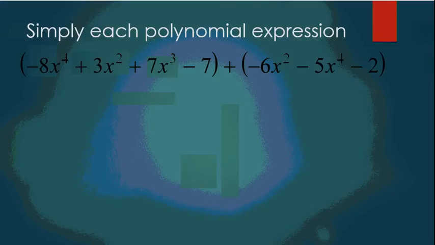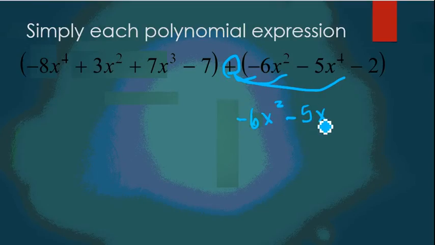All right, so in this example, we need to simplify each expression. So again, we have a polynomial plus another polynomial. But that doesn't mean we just get to add each term. That means we have to look and do what the signs tell us to do. So we're going to take care of this plus sign, and we're going to make sure that we don't change anything inside. So plus and a negative gives me a negative 6x squared. Plus and a negative 5 still gives me a negative 5x to the 4th. And a plus and a negative 2 still gives me a negative 2.